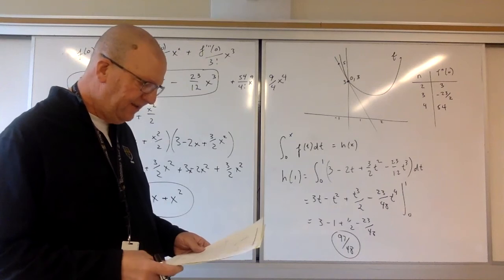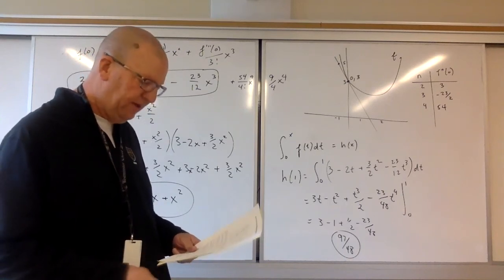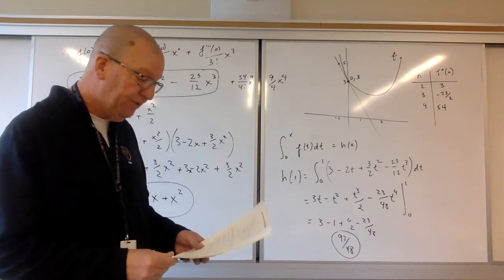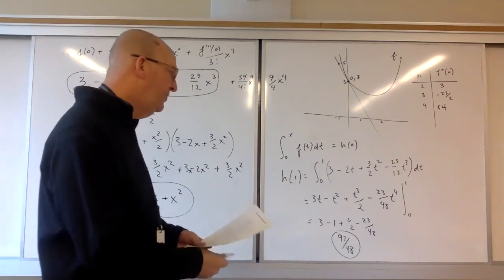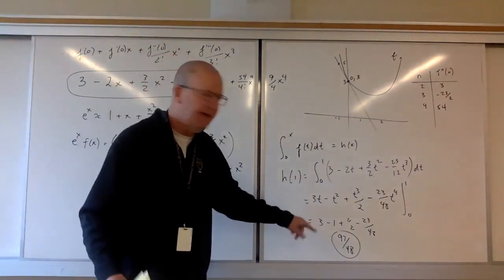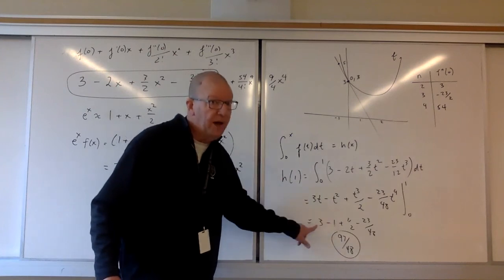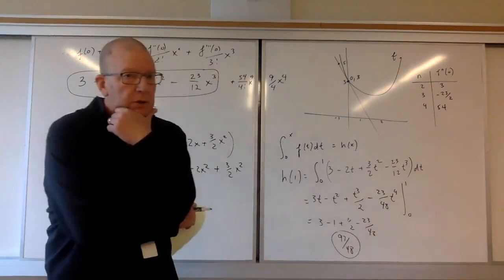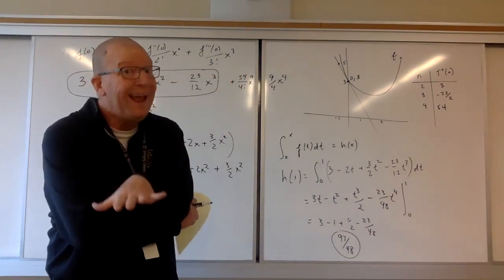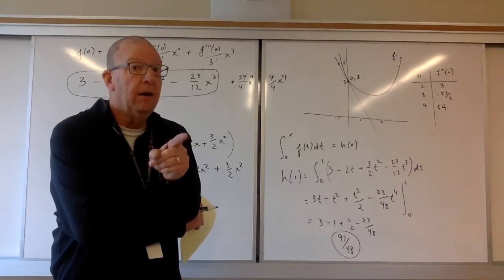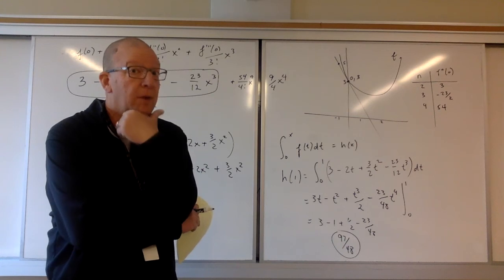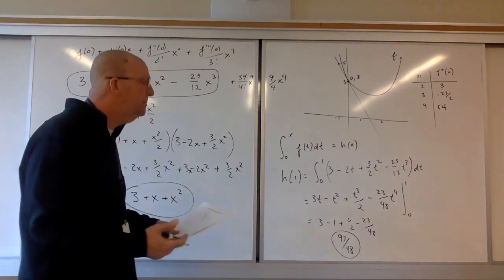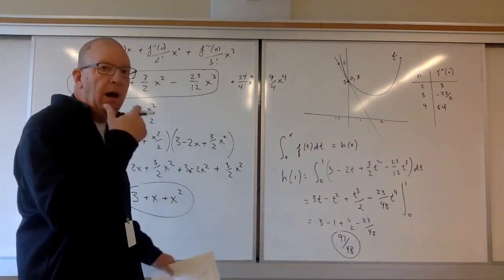Okay, now let's go to part D. Part D says, it is known that the Maclaurin series for h converges to h of x for all real numbers. It is also known that the individual terms for h of 1 alternate and get smaller. Is that true? Let's see. 3 minus 1 plus 1/2 minus 23 over 48. Looks like they're getting smaller to me and they're alternating. So what does that mean about the error? Dramatic pause. That's right. It's less than or equal to the next term. But what would the next term be?